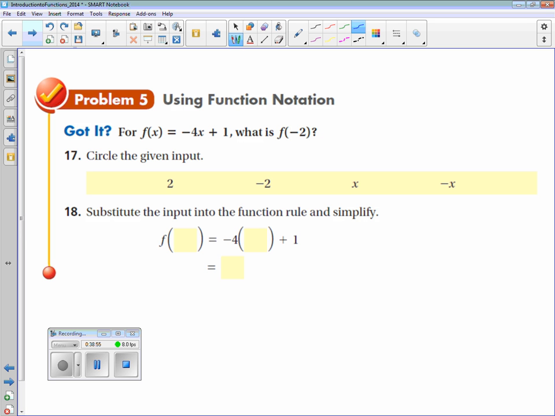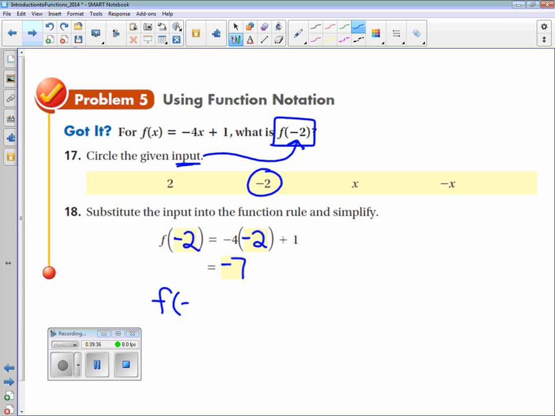Anyway, so for f of x equals -4x plus 1, what is this? This notation, this little guy right here, what does that mean? I'm substituting -2 in for x. Very good. So the input is what goes inside here. So -2 is my input. I'm simply going to plug in a -2 for x. So it's going to be -4 times -2 plus 1. What is that? -8 plus 1 is -7.